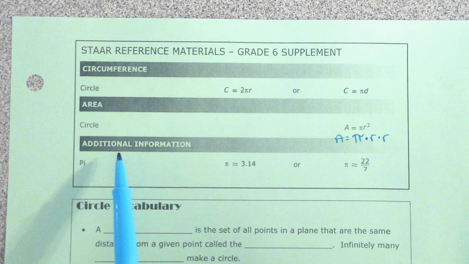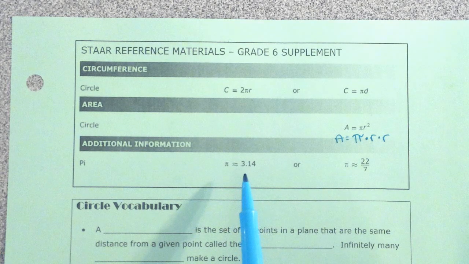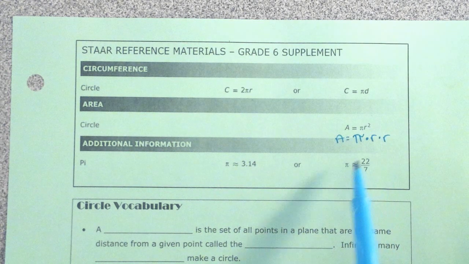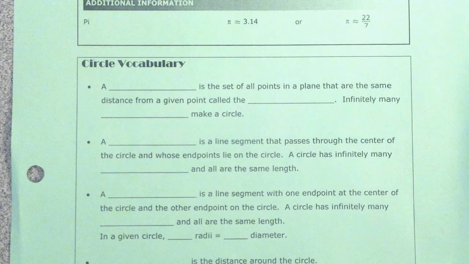Okay, in additional information, pi is approximately 3.14 or approximately 22 divided by 7, which is very similar to 3.14. Sometimes we'll use the 22 over 7 if our diameter is a multiple of 7, like 7, 14, 21, and so on. Okay, let's start with circle vocabulary.